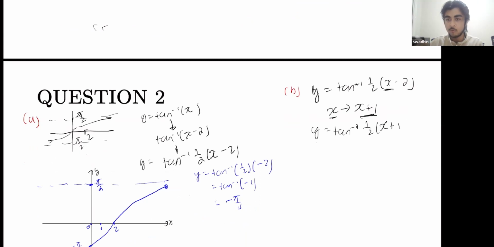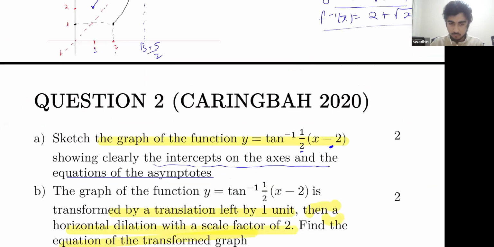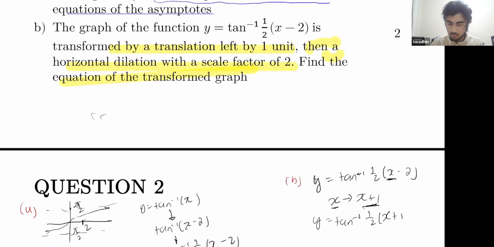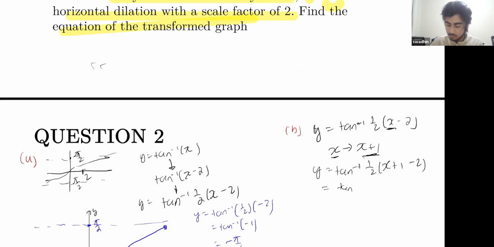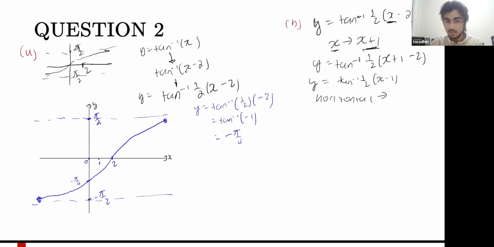Remember, for these types of questions, the order of translation then dilation, or dilation then translation, is pretty important. It'll give you 2 different results for your graph. And then horizontal dilation by a scale factor of 2. Remember, when you have a scale factor of 2 in the horizontal dilation, your x values each actually decrease by a half. That's what makes your graph look wider. So the x value becomes half x. So y is equal to tan inverse of half times half x minus 1.